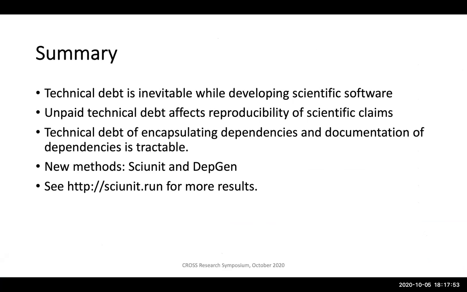So here's the summary: technical debt is inevitable while developing scientific software. I really encourage you to go back to the paper. It's too short a time to present the whole thing and the very interesting results that we have. So I'd like to conclude over here. Technical debt is inevitable while developing scientific software. Unpaid technical debt affects reproducibility of scientific claims. And the technical debt of encapsulating dependencies and documenting dependencies is something that we are showing is tractable.